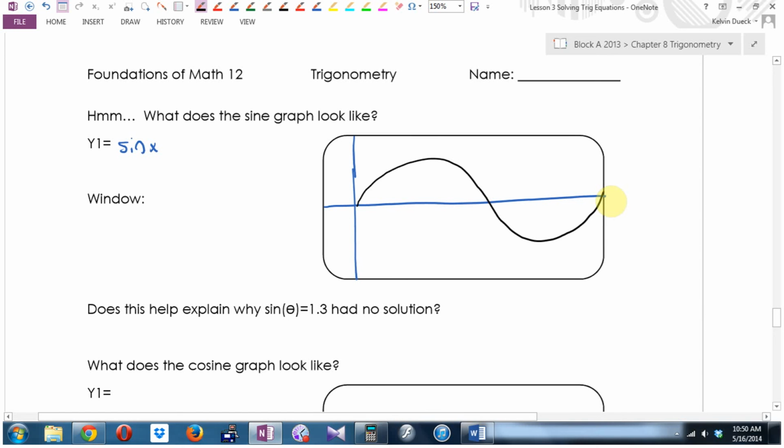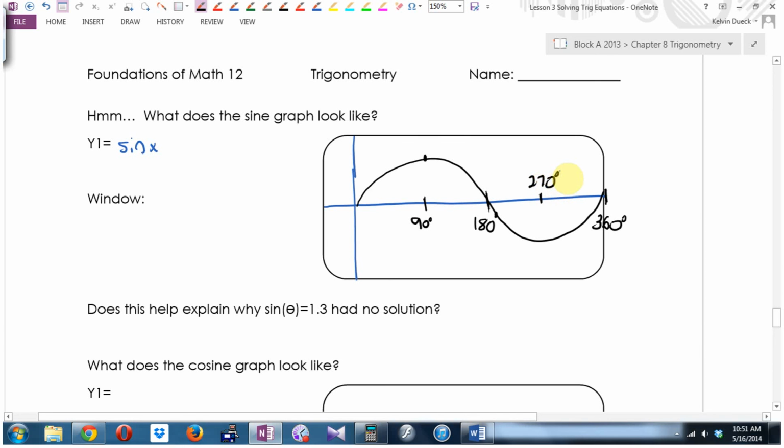Hey, I can be even more specific. What was our x max right here? Our x max, this is right here, 360 degrees. So, what's that right there? 180. The x-intercept is at 180 degrees. What's that right there at the top? How many degrees? 90 degrees. What's that right there when it's at the bottom?